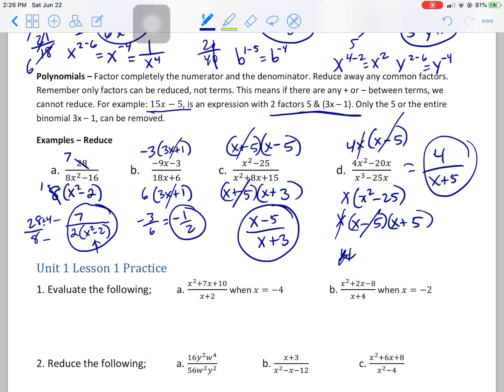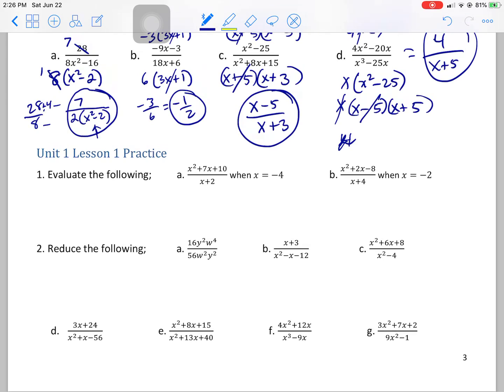All right, and then a few more to practice. All right, let's see, a couple to evaluate. I'm going to put in a negative 4.